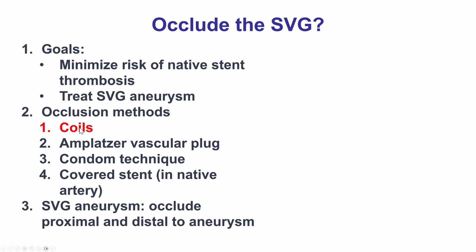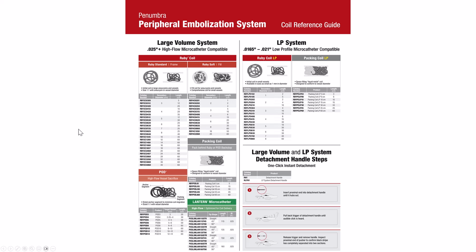The first technique is to use coils, and this is one of the most common. The coil we use in our lab is the Penumbra coil. Those come in different sizes, but we do use this so-called large volume system. The whole idea is that you place a coil, either the Ruby or the POD, sized 1:1 to the target vessel, and then to achieve better occlusion, one can insert an additional packing coil or liquid metal that is deployed just proximal to the original POD or Ruby coil.